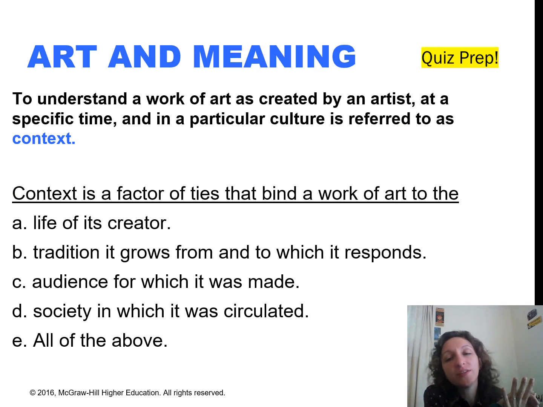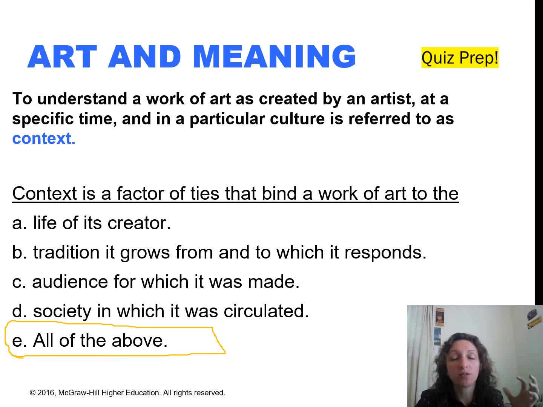All right. This brings us to a test question, which is going to lead us towards chapter 3. This is one of the questions that you guys will have on the quiz. So context is a factor that ties and binds a work of art to what? All right. So the answer is all of the above. And so all of the above are important in understanding the context of a work of art.